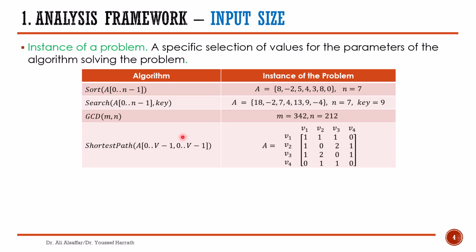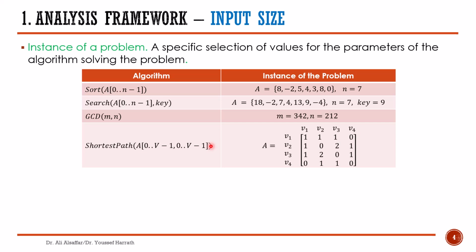For the GCD algorithm, the input parameters are the two positive integers m and n, and any particular values for these two positive integers would be an instance of the GCD problem. And here is an example of one of the instances of this problem: m is equal to 342 and n is equal to 212.